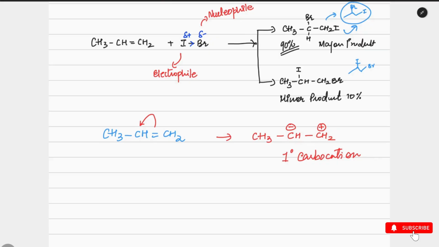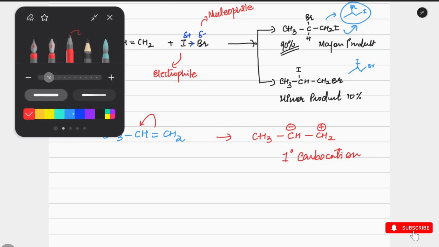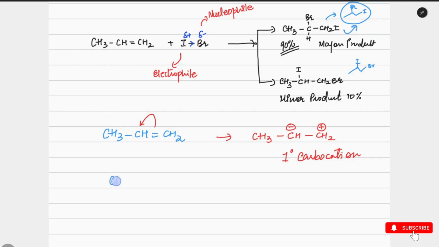All right. For the next one, there might be a possibility where the pi bond can shift towards CH2, right? Over here, if I see, it can shift like this. So this will form as CH3, CH. This will now be electron deficient, and this will be electron rich, right? And this is how it will form. And this is nothing but the secondary carbocation.